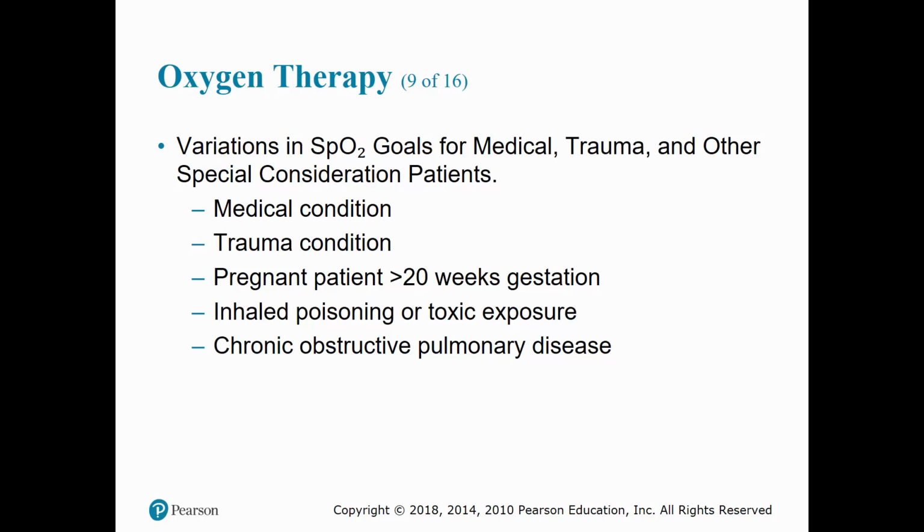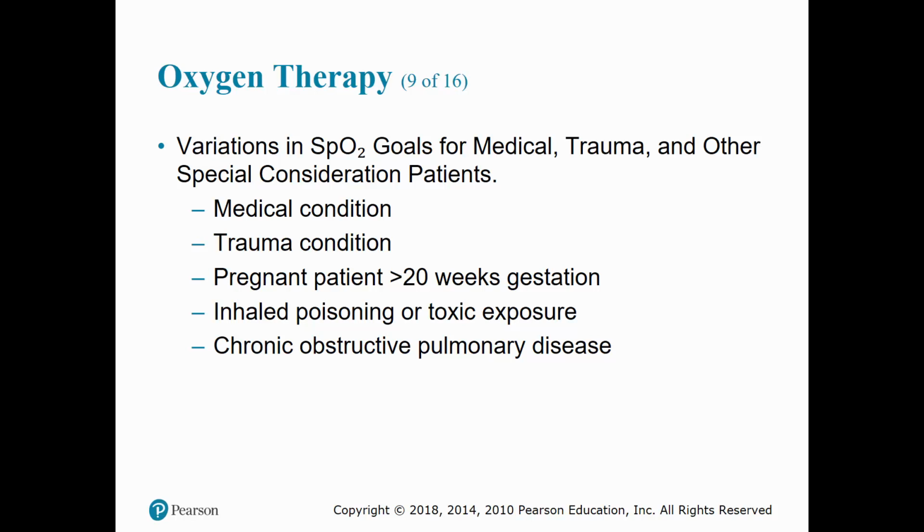If a patient has been exposed to a toxic substance by inhalation, they should receive a high concentration of oxygen via non-rebreather at 15 liters regardless of their SpO2 reading. This is because carbon monoxide, for example, has a greater affinity to bind to your hemoglobin than oxygen does. So when you are reading an SpO2, your pulse ox cannot tell the difference between oxygen and carbon monoxide. So it's going to show 98, 100%, even though they're mostly filled with carbon monoxide.